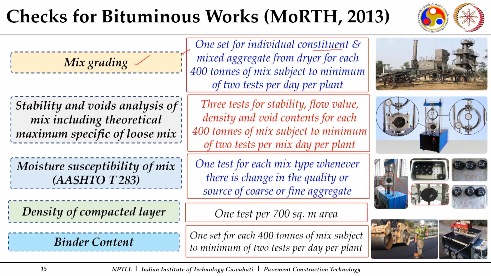So that is what is important, that one set for individual constituents for mix grading and mixed aggregate from dryer for each 400 tons of mix, subject to a minimum of 2 tests per day per plant. So one plant may not be sufficient for the project which is ongoing. So if different plants are there, this is required for one plant in that case. So you have to monitor the mix grading every day, and it says at least for each 400 tons, or at least 2 tests per day.